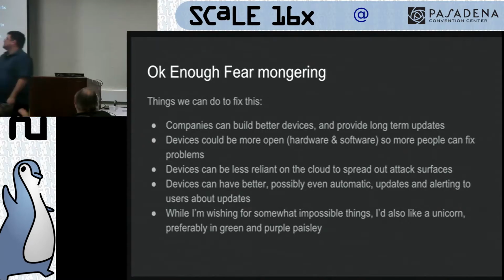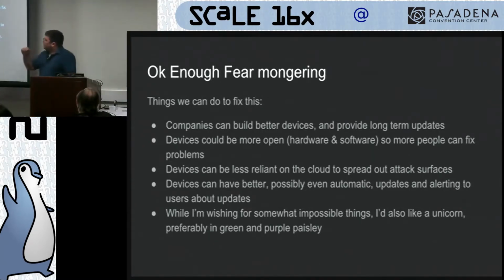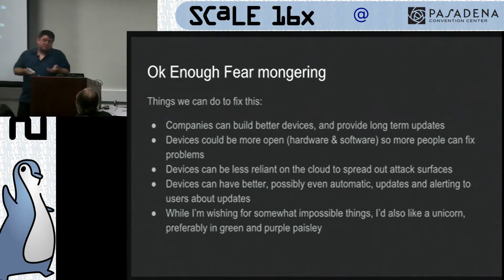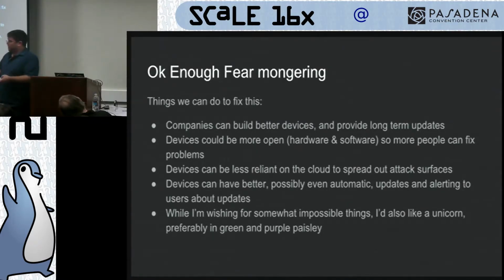Okay, maybe a quarter of the room. Smaller than I expected, I will admit. But clearly in the phone space, we've all proven that we can build something, maybe not always quite as good as the manufacturer, but at least an interesting remix for your phones. So there's that. Devices can be less reliant on the cloud to spread out the attack surface. This makes sense. There's a lot of good in that. And devices can be better, possibly even automatic updates and alerting users about updates. I like updates. Windows just updates now. Most Linux boxes, if you're slightly brave, will auto update.